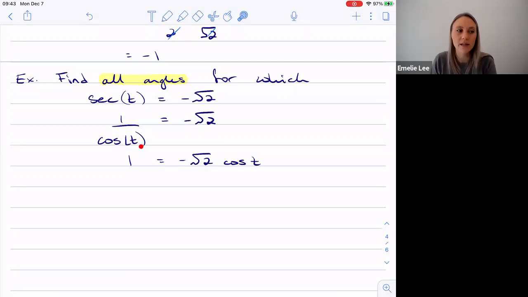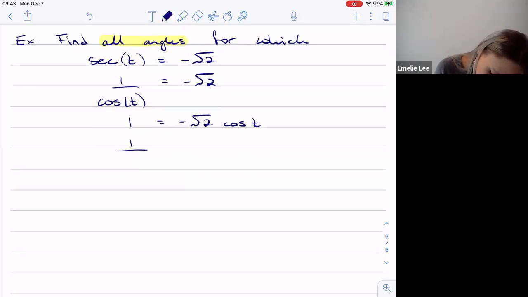You can have brackets around the t if you want. Often we just drop them, and we understand that this doesn't say cos, that says cos t, so sometimes it's useful to have the brackets. So now I'm going to divide this negative root 2 over. So I get 1 divided by negative root 2 is the cosine of t.